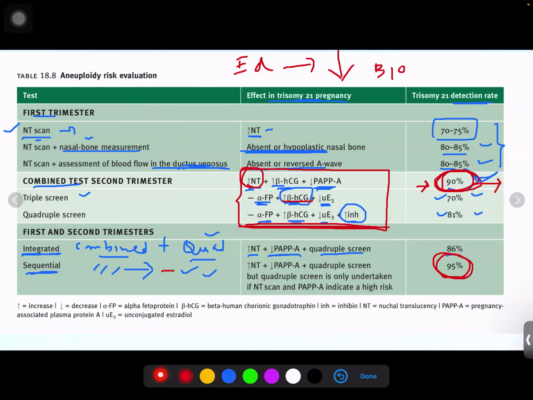So beta-HCG is actually a differentiating factor between Down and Edward or Patau. In Edward, beta-HCG will be reduced, and in Patau also beta-HCG will be reduced. Only in Down syndrome it will be increased. So these are a few differences between these syndromes. They can ask you about Down syndrome, and it is very important that only beta-HCG and inhibin are raised. The rest, estriol, alpha-fetoprotein and PAPP-A, are all reduced.